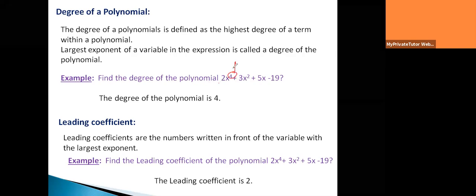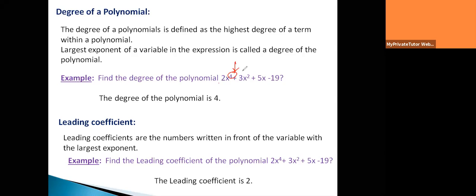That's why we call it that. We might have several exponents, such as 4, 2, 1, 0, but the one which is the highest is called the degree. Okay, the degree of this polynomial is 4.